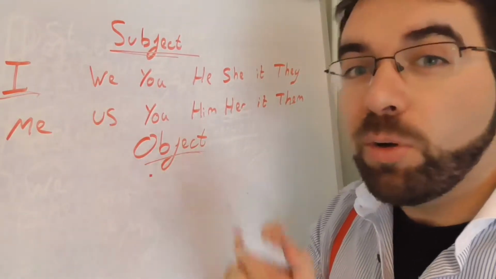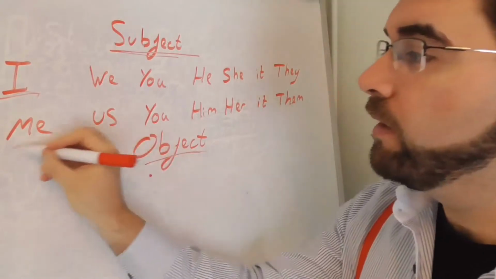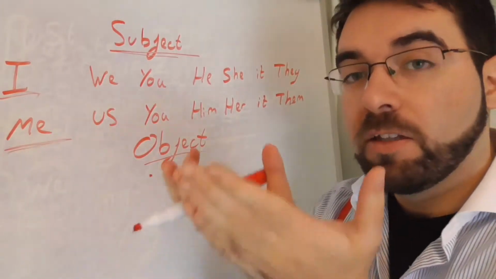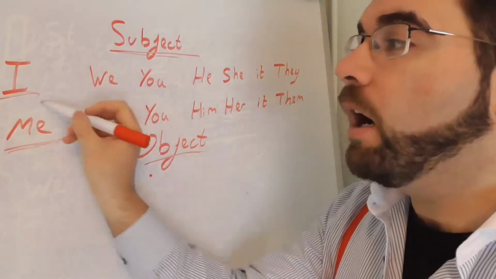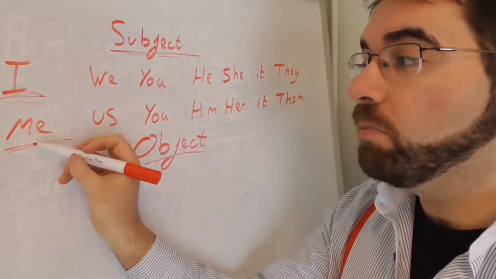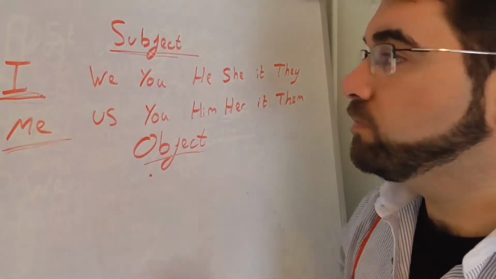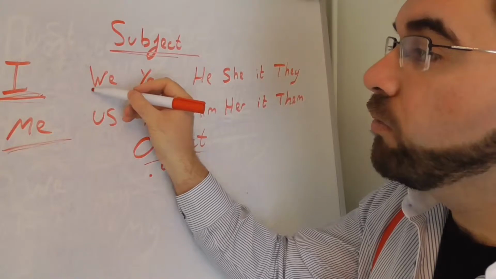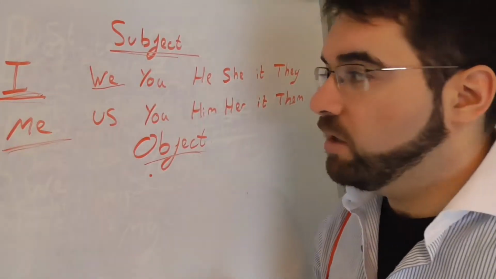Or if the object is the emphasis, the book is being read by me. The object is the emphasis. The book is being read by me. I am reading my book. So, subject then: we. We are going to the party.